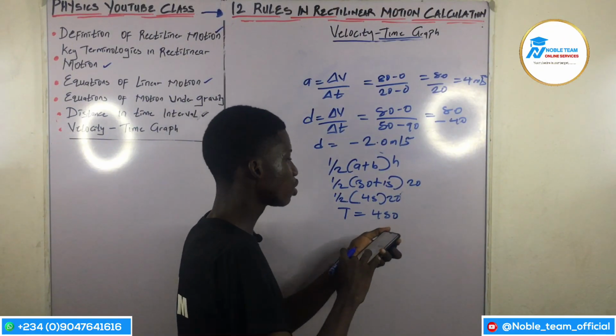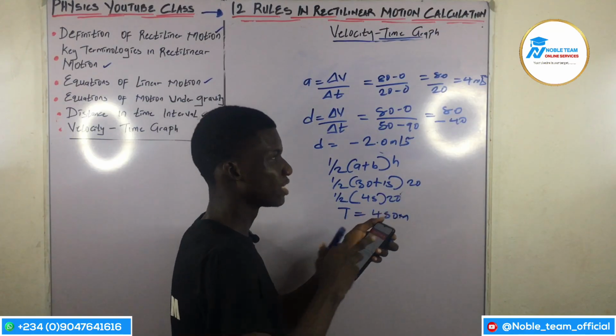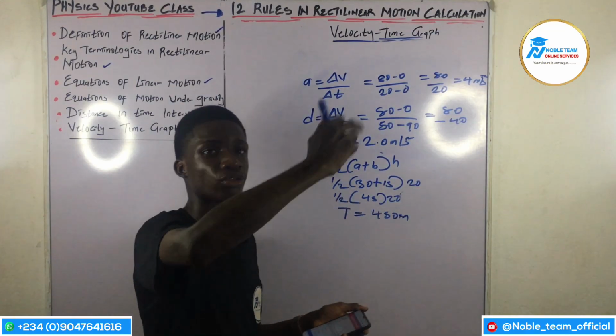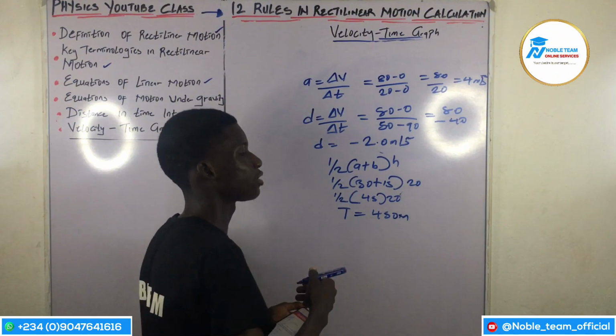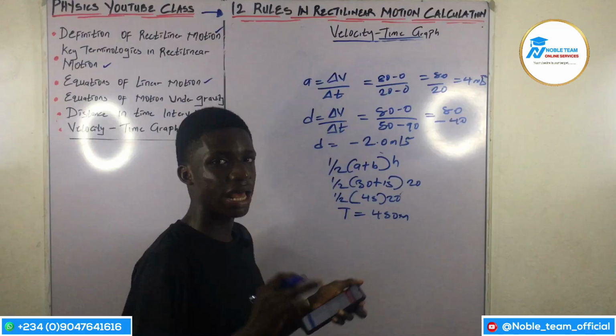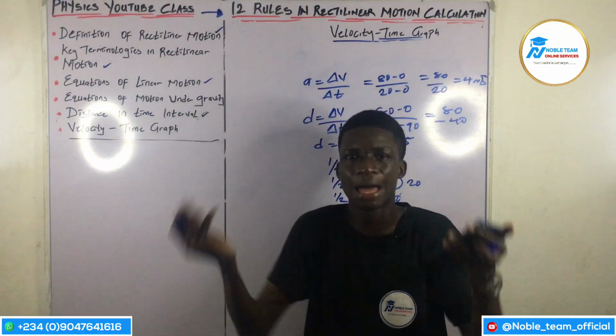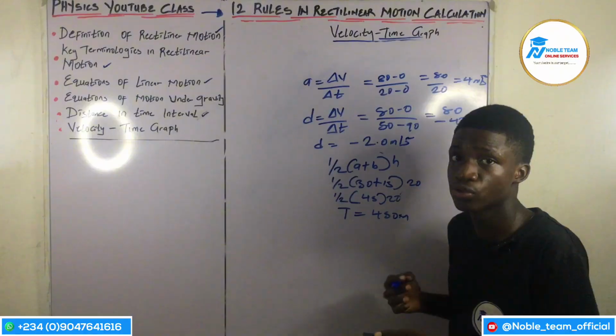Now let's look into the options to know which one is correct. Option D is correct. Even though you use the other method to solve, you still arrive at this answer. But the thing here is just that you are going through a lot of stress. You understand? So that is why I said I'm not going to use that method because it's too long. All I need from you, just get this trapezoid method.